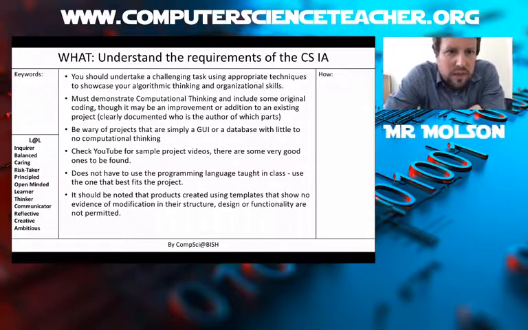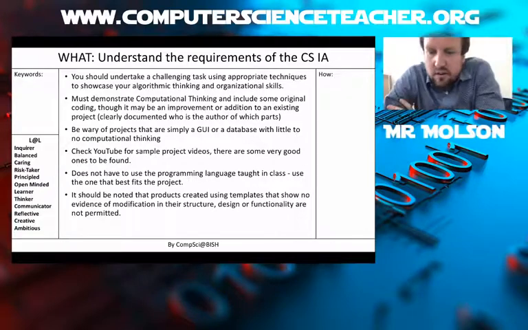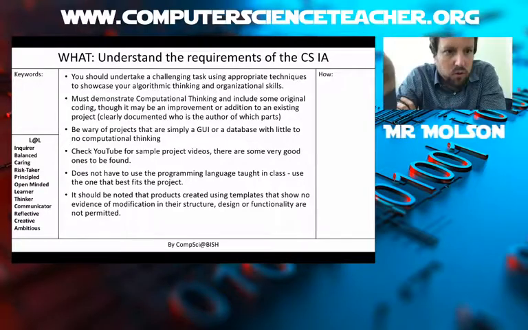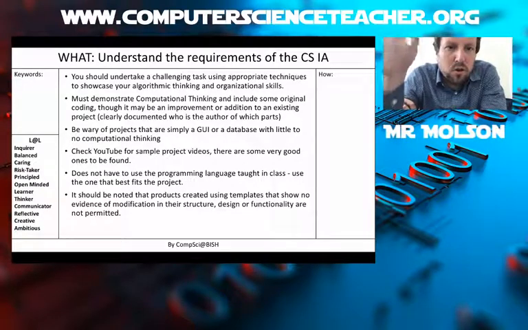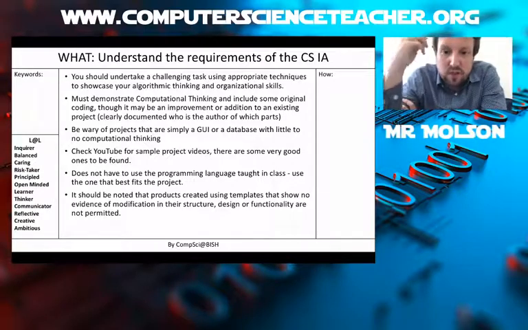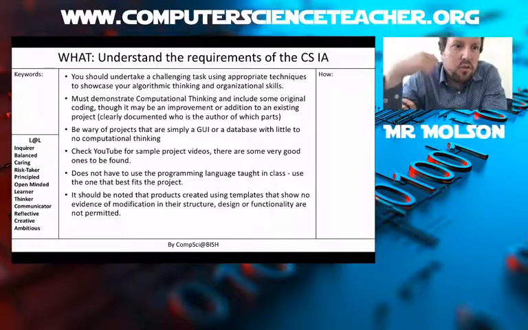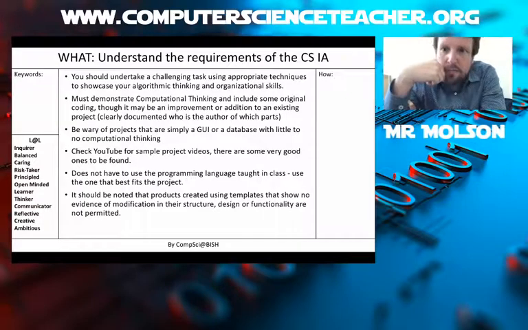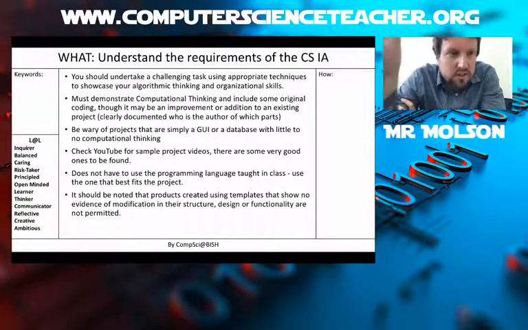What's really important here, and I'm going to say it again, is this is all about quality, not quantity. You are looking to find a problem that is challenging and that allows you to showcase your programming techniques, your organization techniques and your algorithmic thinking. Again, it's about quality, not quantity.